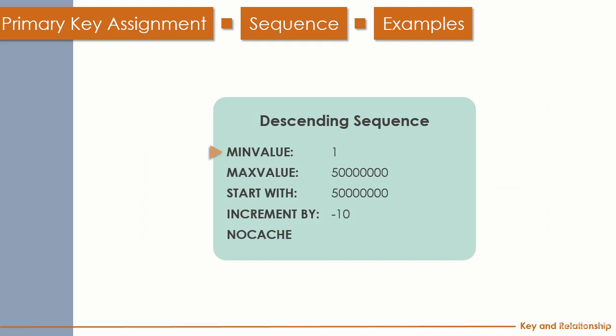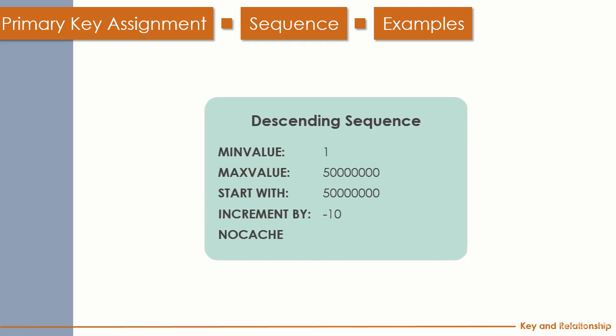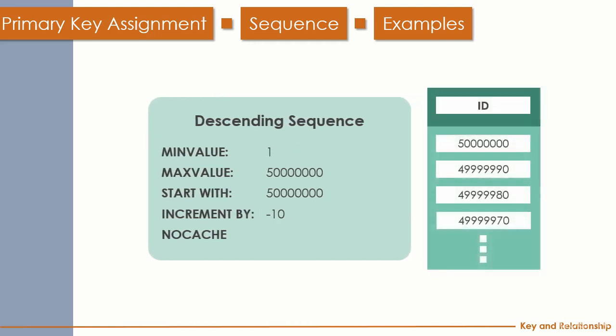Let's take a look at a descending sequence. It has the same min value and max value. We start from the max this time, and the increment is a negative value, so we start from the highest value and go down. And there's no cache. So when you insert records into your table, you will get an ID pattern like this.